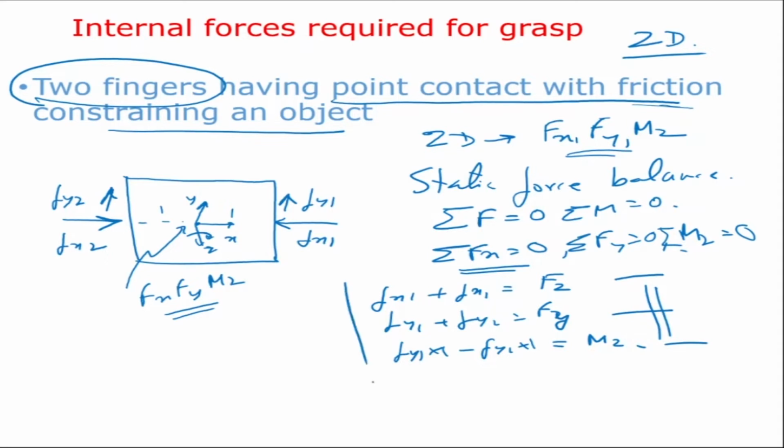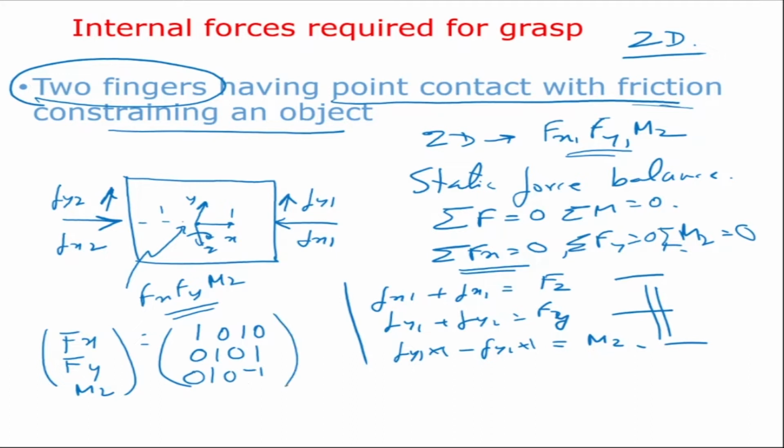And if I write in matrix form, then I can write Fx, Fy, and Mz is equal to the matrix 1 0 1 0, 0 1 0 1, 0 1 0 minus 1, multiplied by the fingertip forces on this side, Fx1, Fy1, Fx2, Fy2. So this is the set of equations I've written there. There are three equations. On the left hand side, I have the disturbance forces. These disturbance forces also consider the weight of the object. So in 2D at most you can have Fx, Fy, and Mz as disturbance, two forces and one moment. Now this is equal to this matrix into the fingertip forces. I hope you understand this equation.